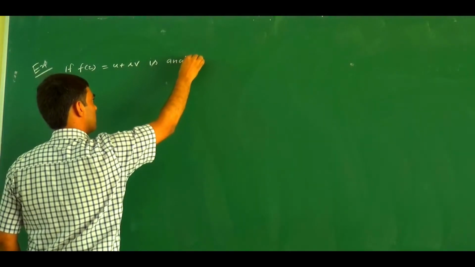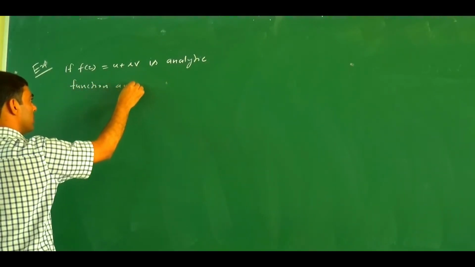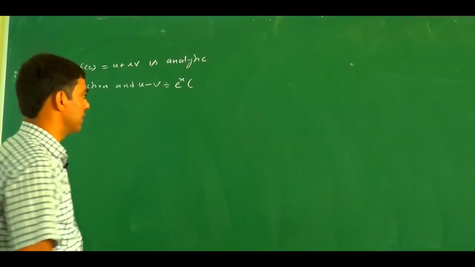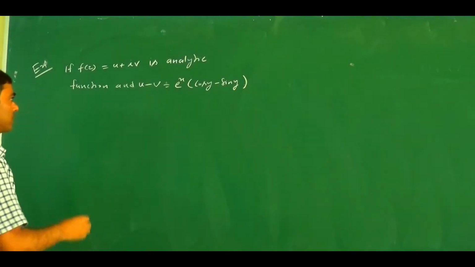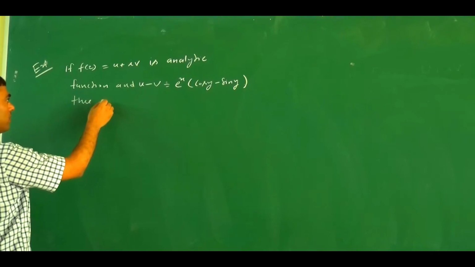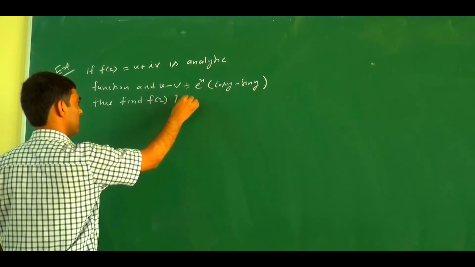Suppose u minus v is given. Example: if fz equals u plus iv is an analytic function, and u minus v equals e to the power x (cos y minus sin y), then find fz. Find fz solution.